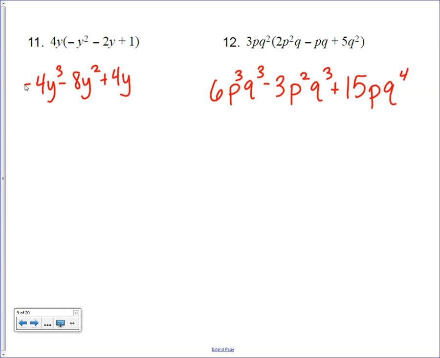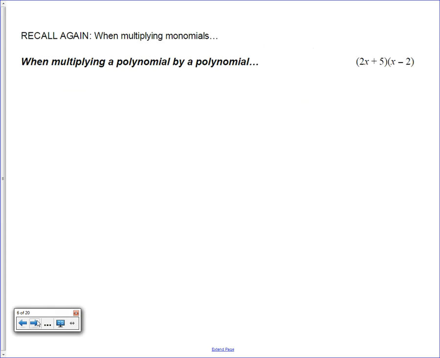How'd you do? Got them all? Good. Everybody's all right? Great. Well, if you can do this, then the back is basically just doing this more. Now, instead of a monomial times a polynomial, it's going to be a polynomial times a polynomial.